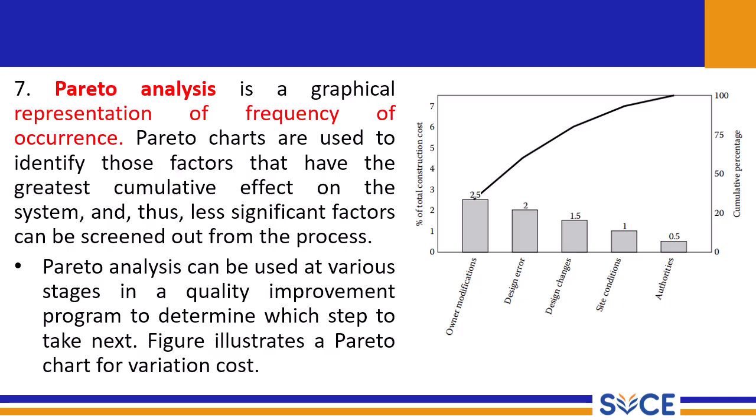So from this we can see the analysis, like total number of construction cost and cumulative percentage is given here. There is a line drawn here, like the cumulative effect, and it goes up to 100 percent from the starting occurrence. That is, whenever we have owner modifications, design error, design changes, we are going to plot like this, and we are going to draw the line like this. Okay. So this is the cumulative percentage. The total number of occurrences is given on the left hand side. We are going to give a bar chart like this.